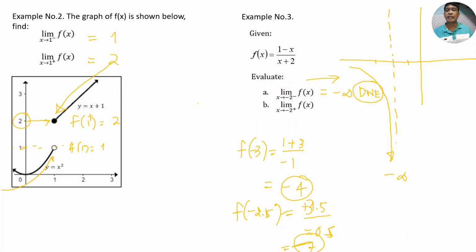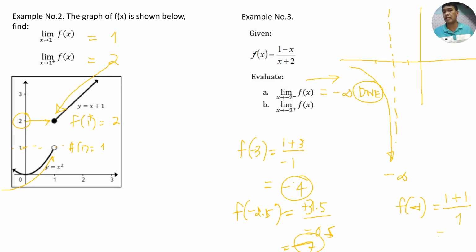So, therefore, the limit of f of x as x approaches negative 2 minus is equal to negative infinity or approximately equal to negative infinity, which does not exist. So, ang sagot natin, does not exist. DNE is short for does not exist. So, limit naman ng f of x coming from the right. So, let's get negative 1. So, pag nag-substitute tayo, 1 minus negative 1 is 1 plus 1. So, pag sinubstitute natin ang negative 1, 1 plus 1 all over negative 1 plus 2 is positive 1.